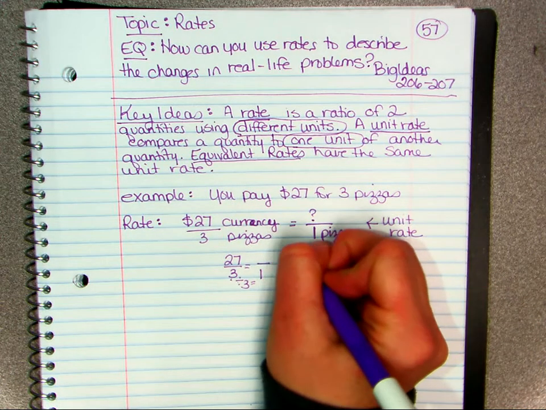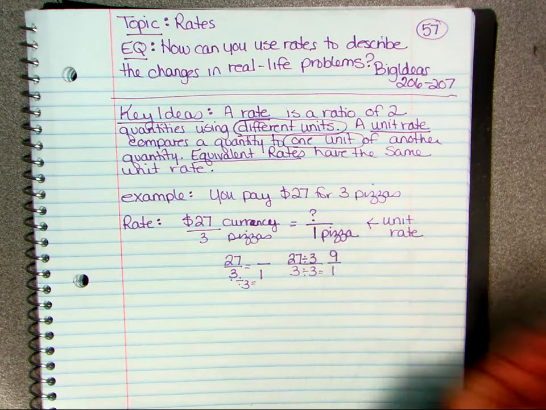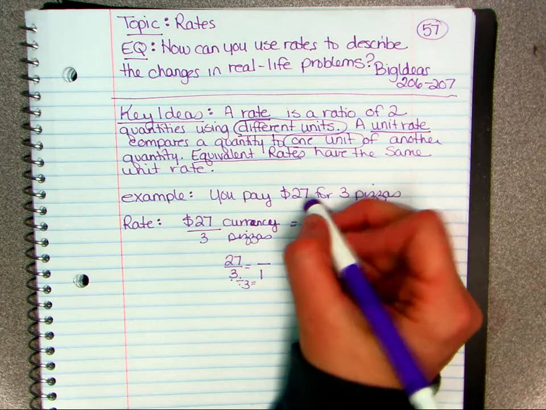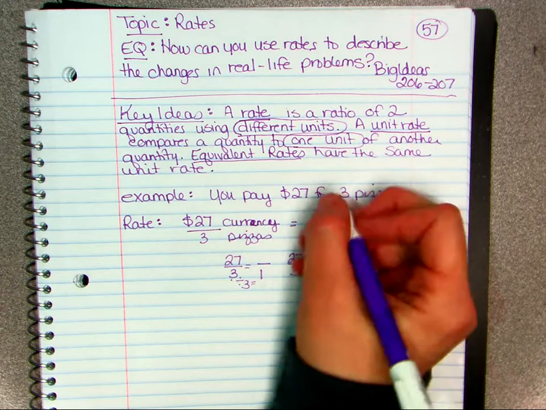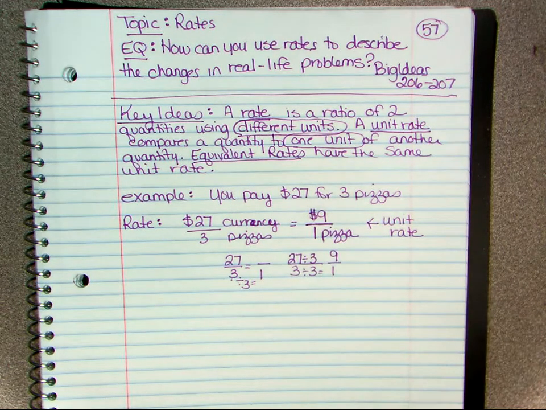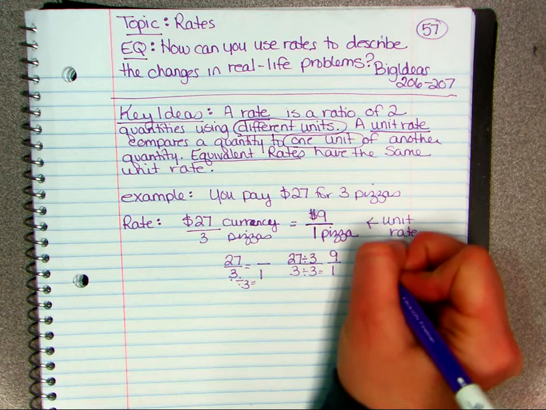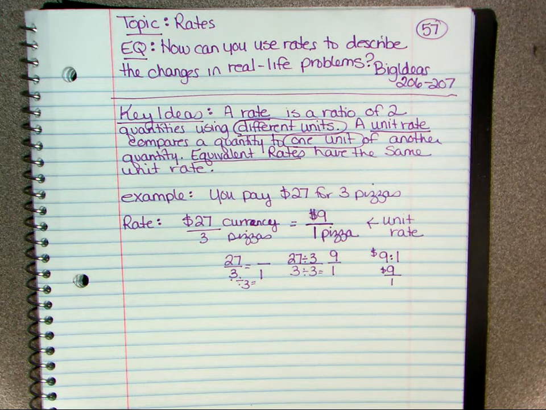So now I've got 27. I want to divide it by 3. 27 divided by 3 would be 9. So that means that the cost of my one pizza would be, I'm going to erase this now, 9, and because we're dealing with currency, dollars. It's $9 for one pizza. So our unit rate would be 9 to 1, or you could write it 9 to 1.